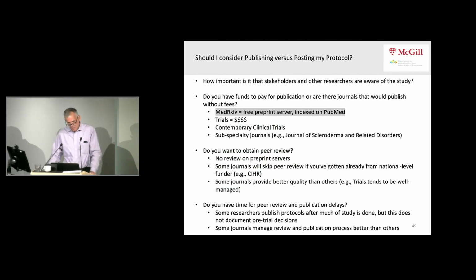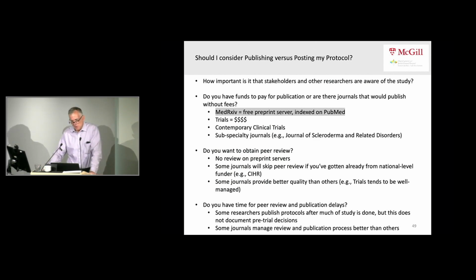So Contemporary Clinical Trials is actually a trials journal that doesn't charge. I teach a trials class at McGill, and a couple of students last year from the School of Education published their protocol in this journal because they didn't have funds for it. They got it in. And sometimes some subspecialty journals, like I work in rheumatology. A big rheumatology journal typically won't publish protocols, but a subspecialty journal that focuses on scleroderma has published protocols. They're free. They get peer reviewed. So that's another option.